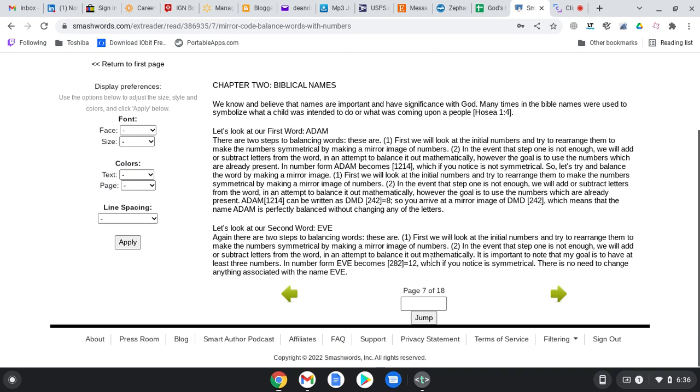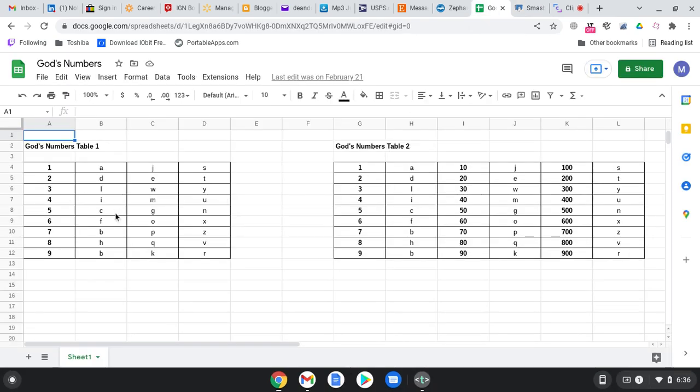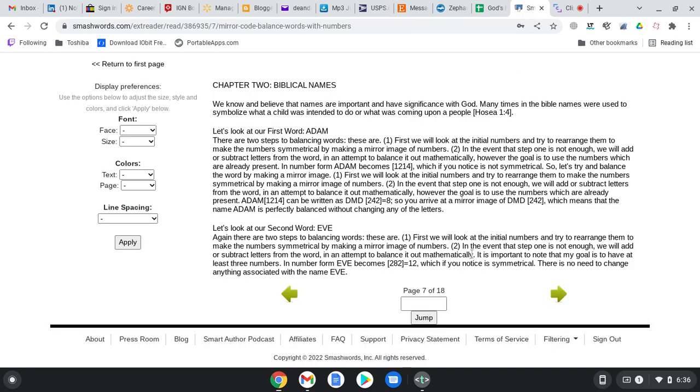Now let's look at Eve. As you might guess, Eve is already a mirror. If you look at the code, that equates to 282. Let's look at the code. E is 2, V is 8, and once again, E is 2. So Eve is already a mirror.